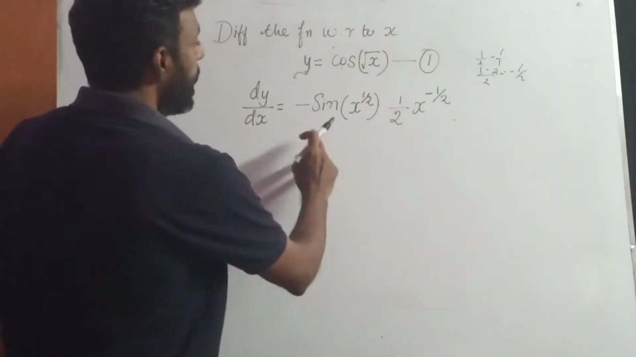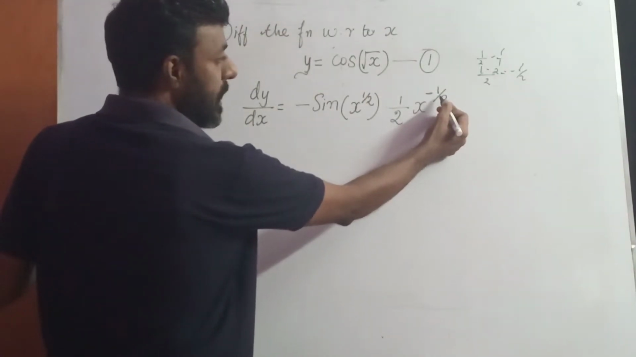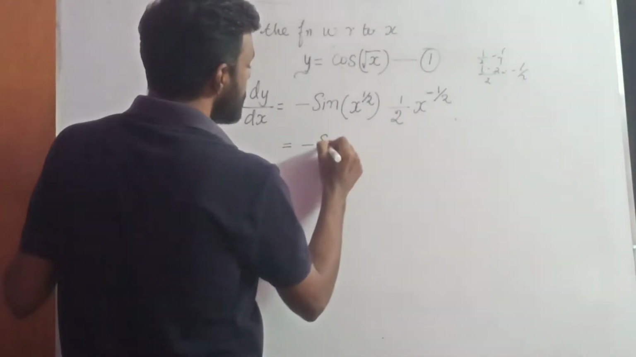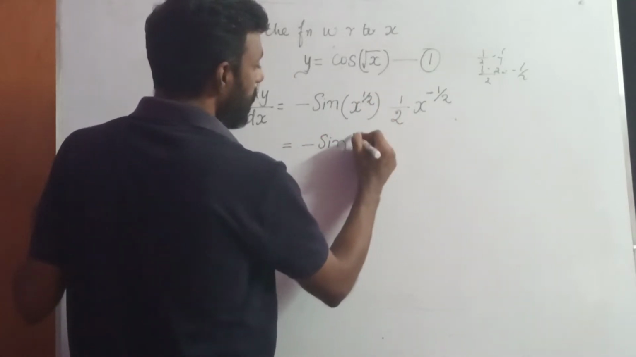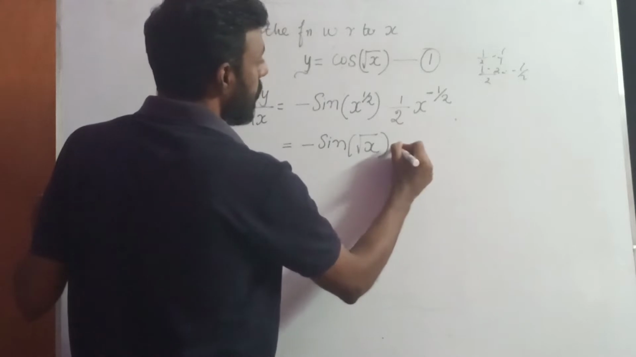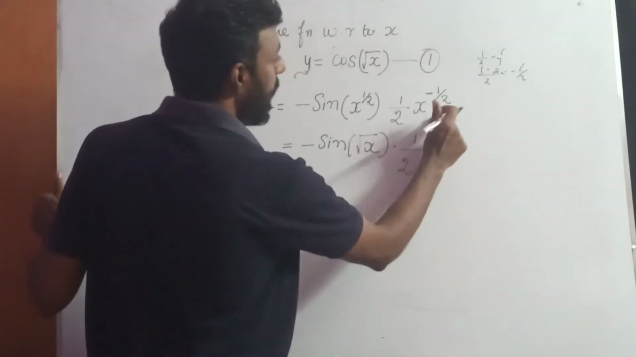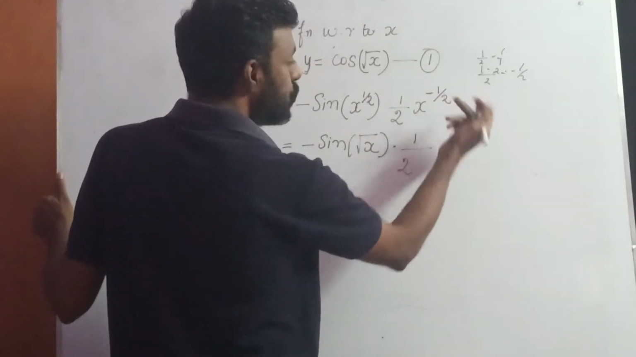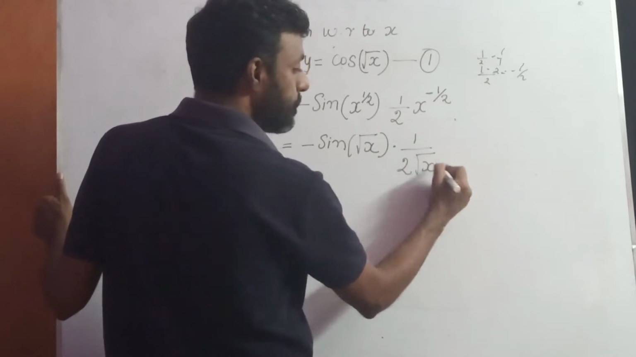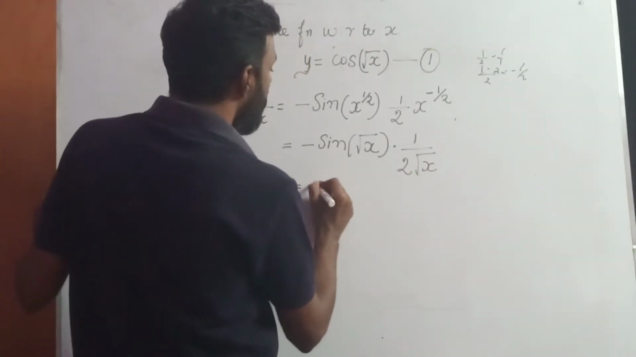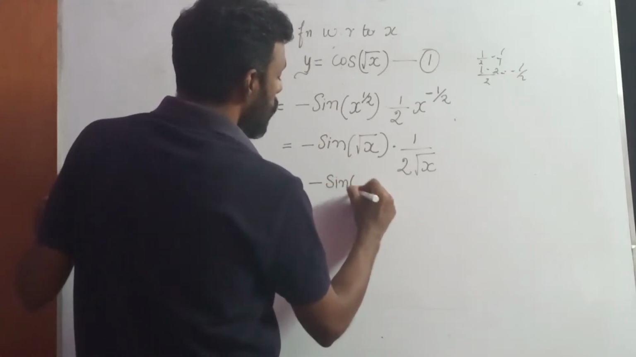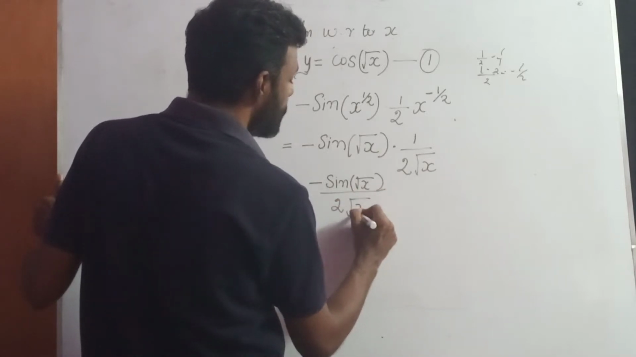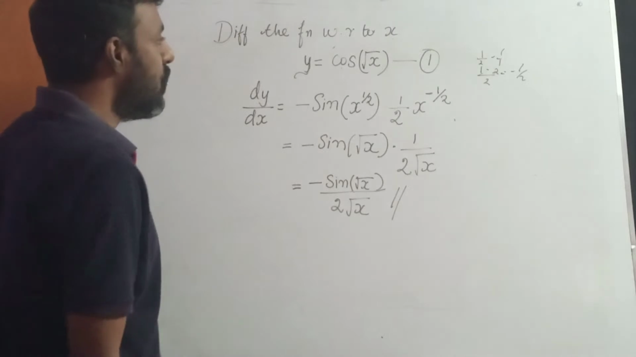So now what I can do is bring this x to the power minus half to the denominator. So it will be minus sin of x to the power half, which can be written as root x, into 1 divided by 2 into x to the power minus half. When it comes to the denominator, it will be x to the power half. X to the power half is nothing but root of x. So now it will be minus sin root x divided by 2 into root x. So this is the solution for this one.